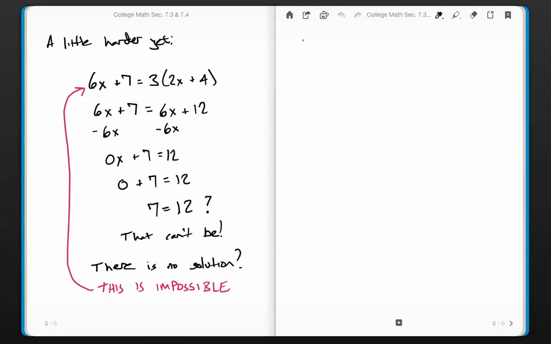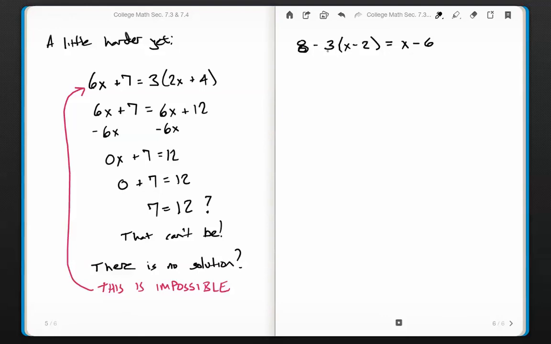How about 8? Ooh, that's a rough 8. 8 minus 3 times the quantity x minus 2 equals x minus 6. Okay, well, here again we have to distribute.